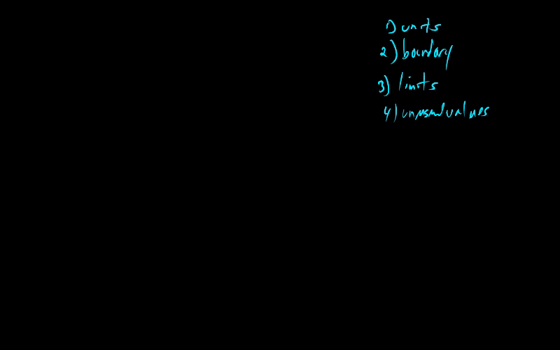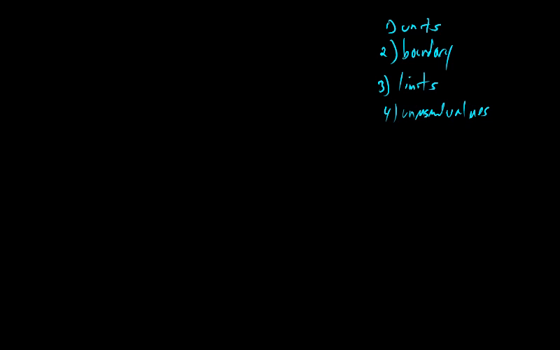Okay, so in the last video, I talked about 4 things that you want to look at when you are looking at a new mathematical model. One was the units of the various quantities, any boundary values, the limits of the variables as they get really big or small, and any kind of unusual values.